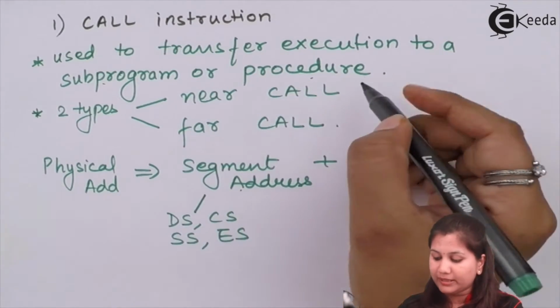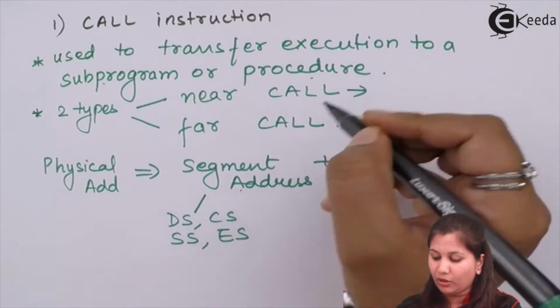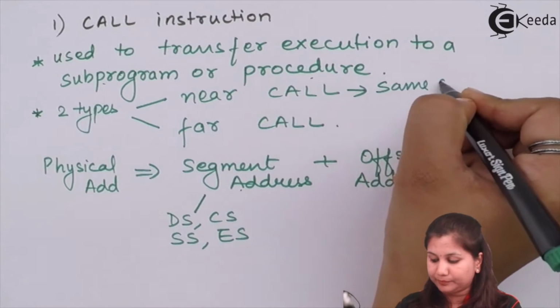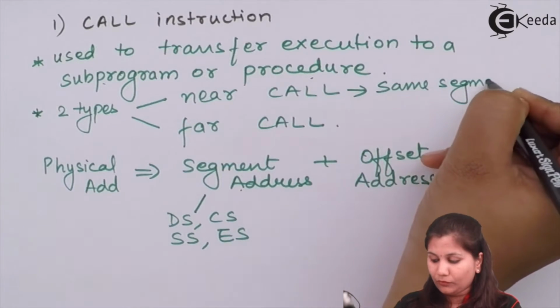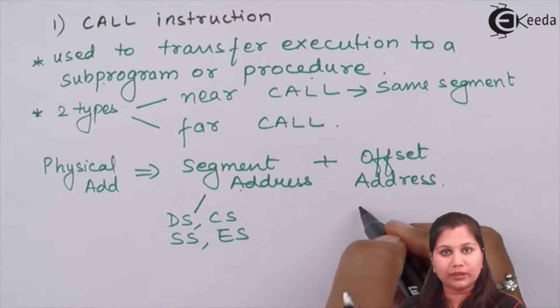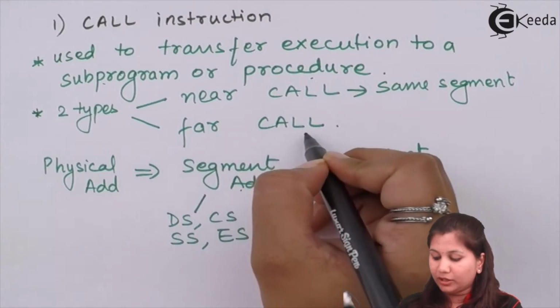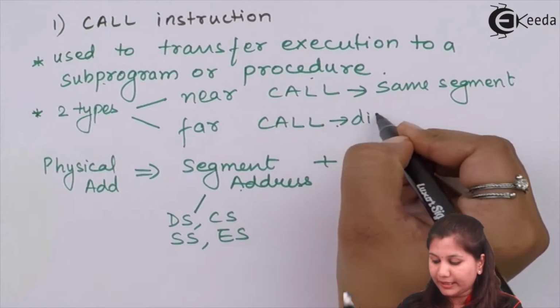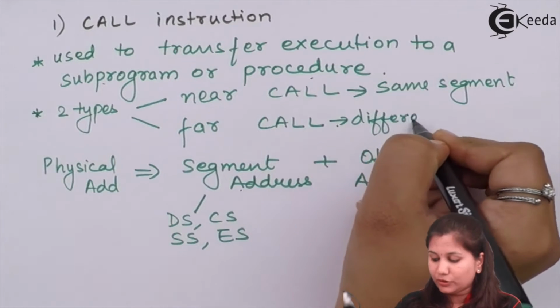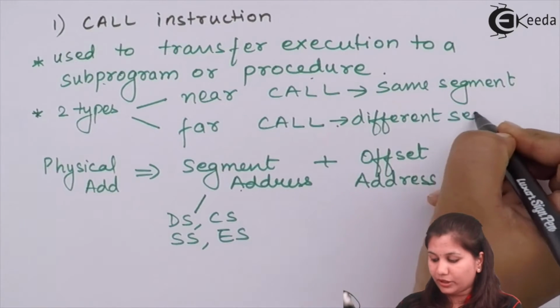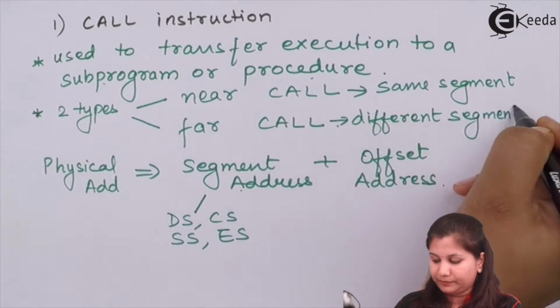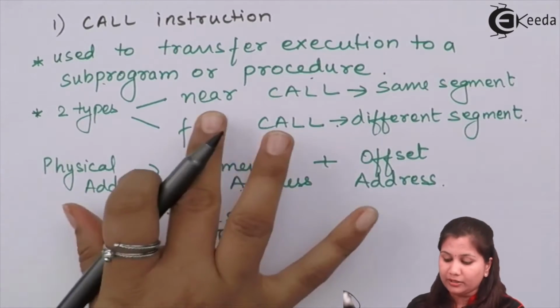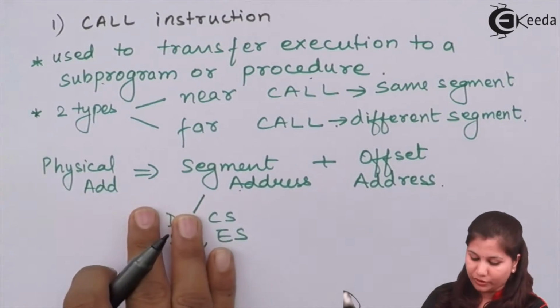Near call means that the subprogram is written in the same segment, so only the offset address will be provided. And if the subprogram or procedure is written in a different segment, then it is called a far call instruction. So there are two types of these instructions.